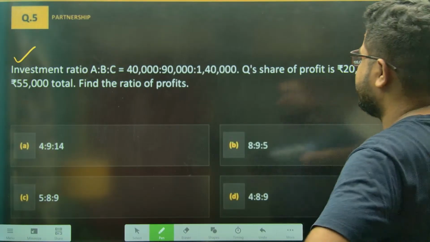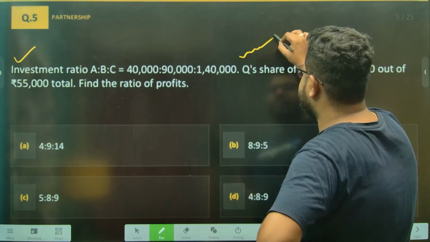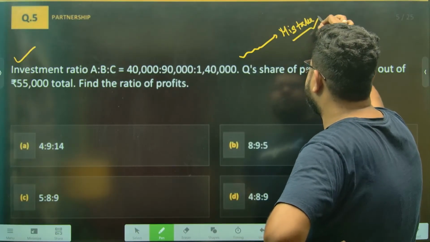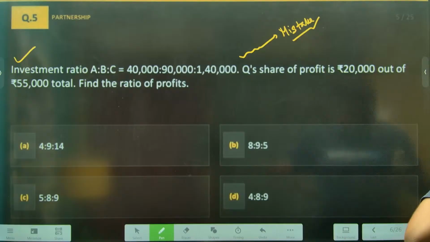Sir, this is a wrong question, okay? This is a mistake in the question. Please don't attempt this. We have made an error. There is a small little mistake. So, acha.